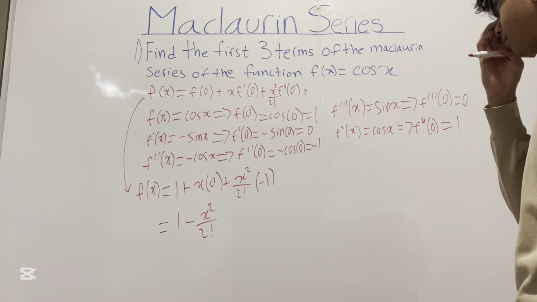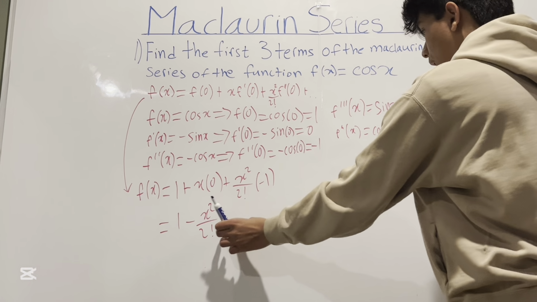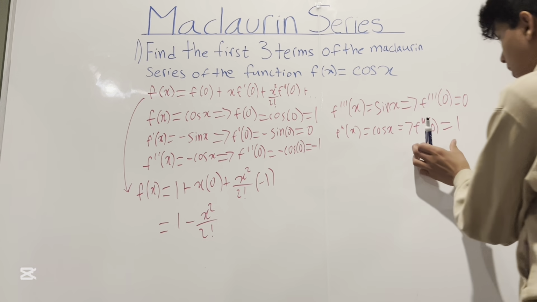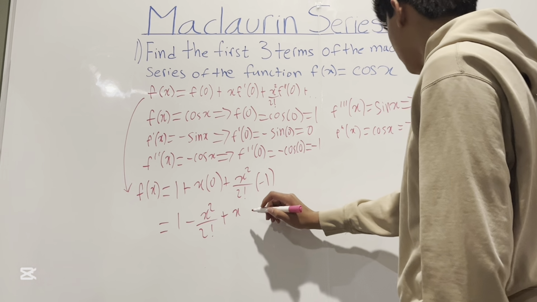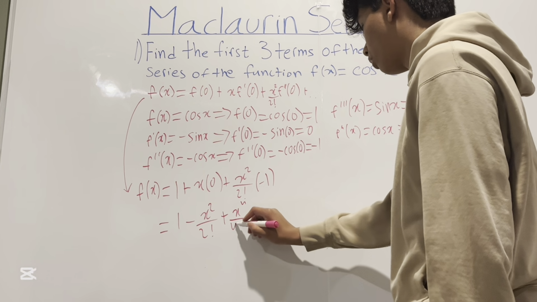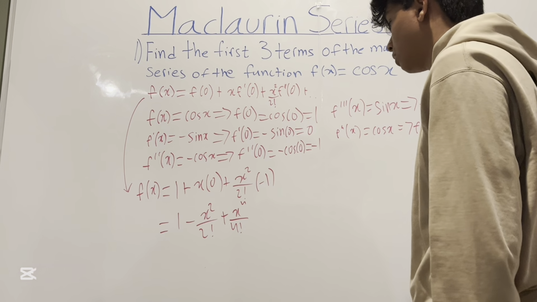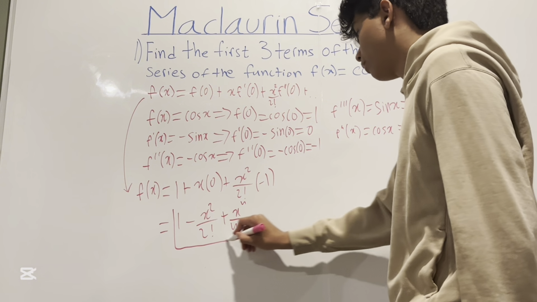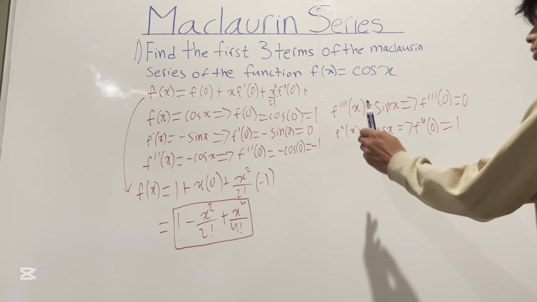So now, what would have been the term with 0 here is x to the 3 over 3 factorial. So the next term is going to be x to the 4 over 4 factorial multiplied by 1. So we're just going to leave it at this. So these are the first three terms of the Maclaurin series of cosine x.